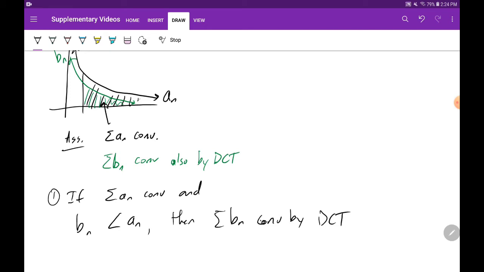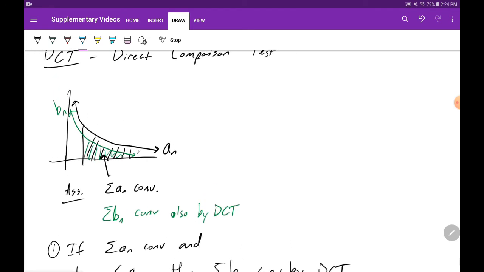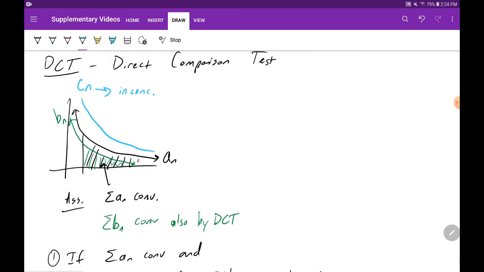You guys can probably guess what the other half of DCT is, but I'm going to expand on this a little bit further, just to line up with what we were talking about in class. If I have a c sub n, another sequence, that falls above a sub n, we know that c sub n will be inconclusive. So if that's the case, you actually cannot use DCT. That's kind of the catch with this.